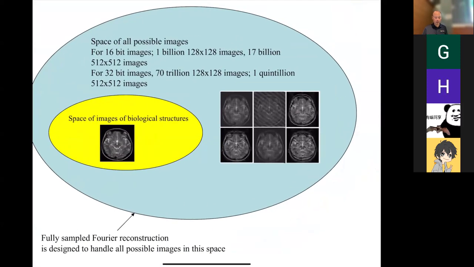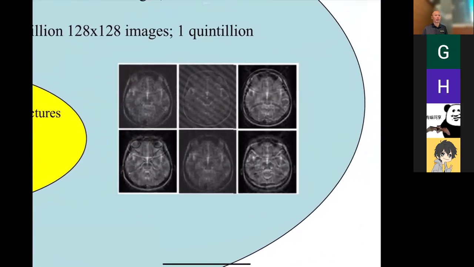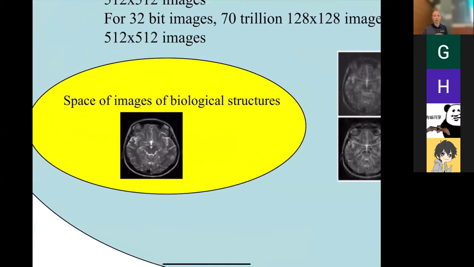So we should be able to take advantage of that fact. Our algorithm should be able to say, these are not possible solutions, and we should only pick solutions that are within the space of biological structures. That's the first approach we're going to look at, compressed sensing, and then we'll go to deep learning.